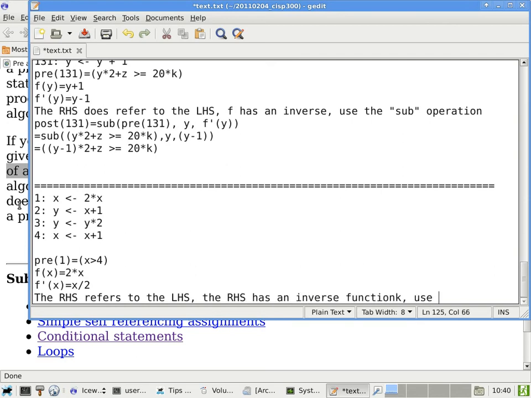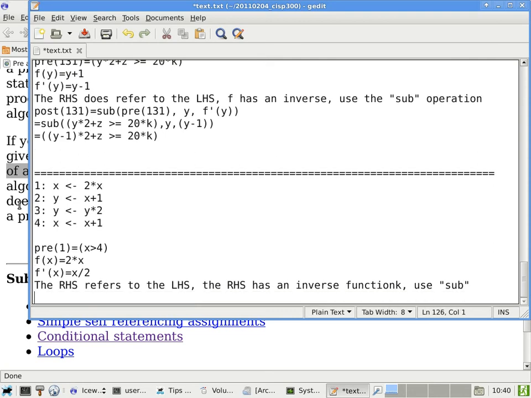So we can use the substitution operation. Are we doing okay so far? Okay. So when we use the substitution operation, we can say the post condition of line 1 is based on the substitution operation performed on the precondition of the same line. We take occurrences of x and replace each one with f prime applied to x, which is in the template.